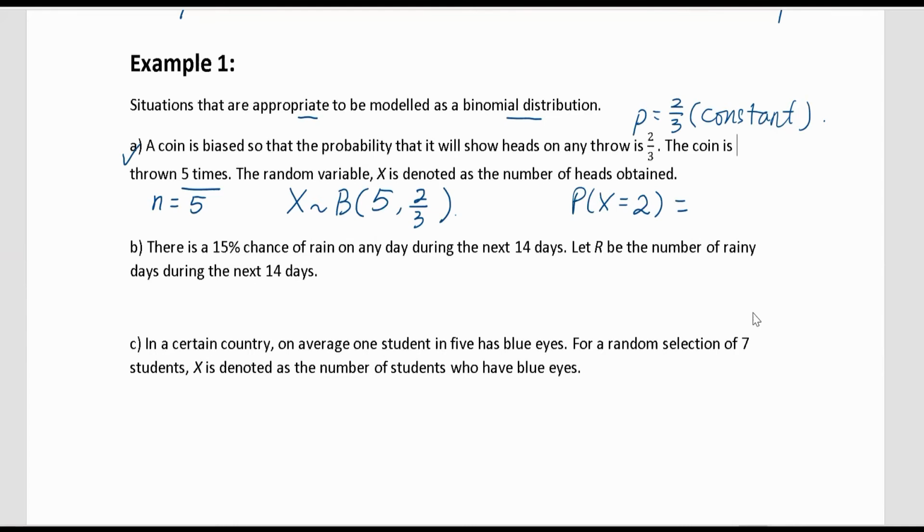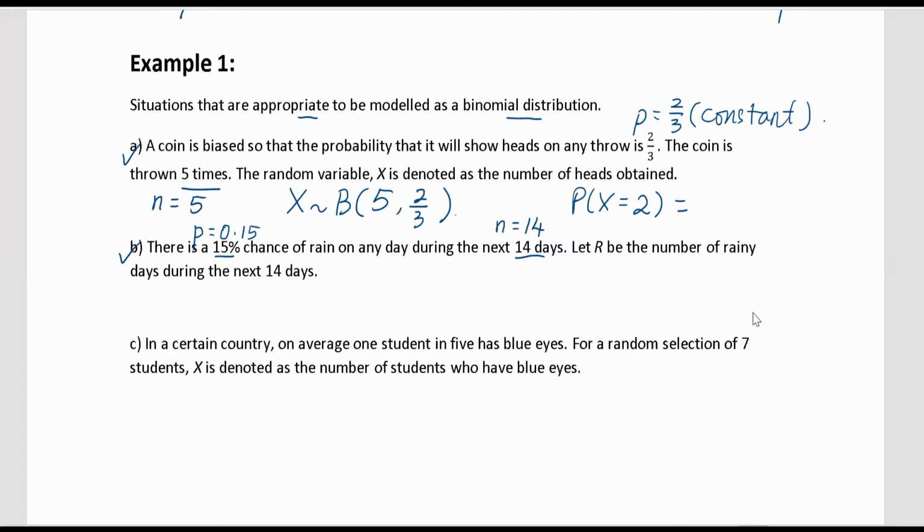Now we have a look at B. There is a 15% chance of rain on any day during the next 14 days. In this sentence, we are given the 15%. So in other words, there is a constant probability, which is 0.15. And the second piece of info, the 14 days, should be the independent trials, 14, and it's a fixed number of trials.